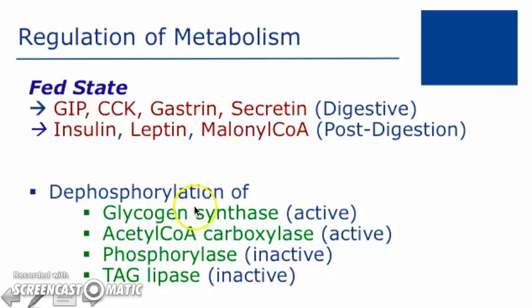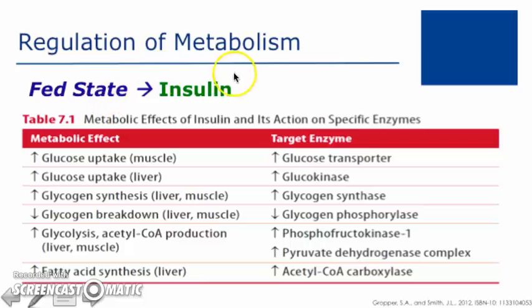Glycogen synthase again promotes glycogenesis. Acetyl-CoA carboxylase promotes fatty acid synthesis. Phosphorylase promotes glycogenolysis. And triacylglycerol lipase promotes beta oxidation. We'll see that insulin is a key signaling hormone involved in regulating these anabolic processes in the fed state.